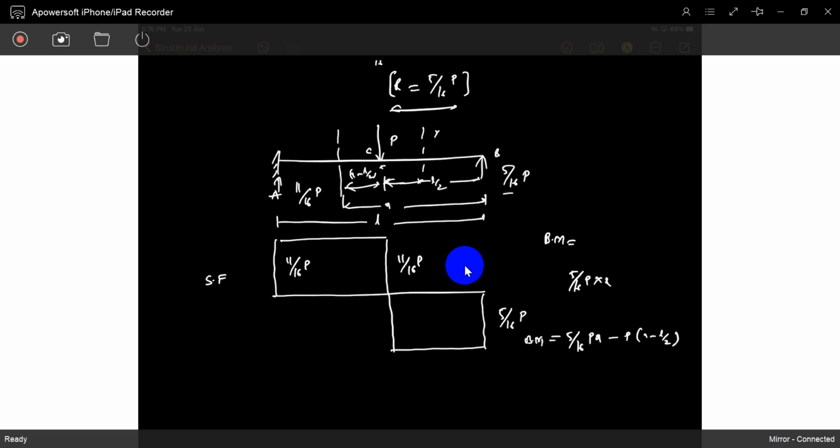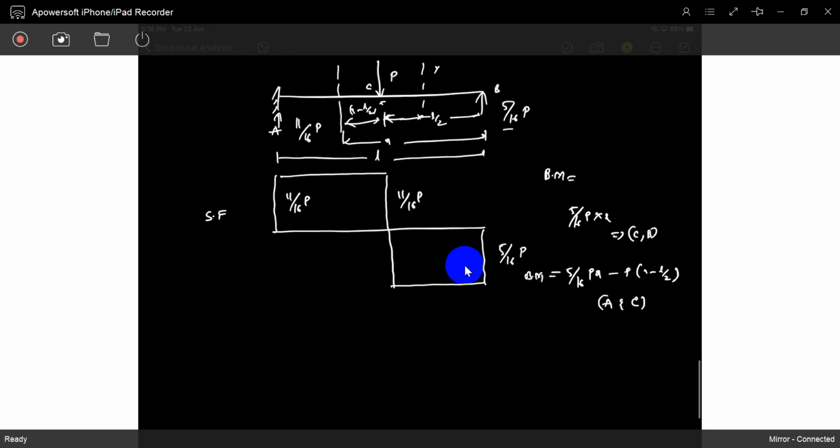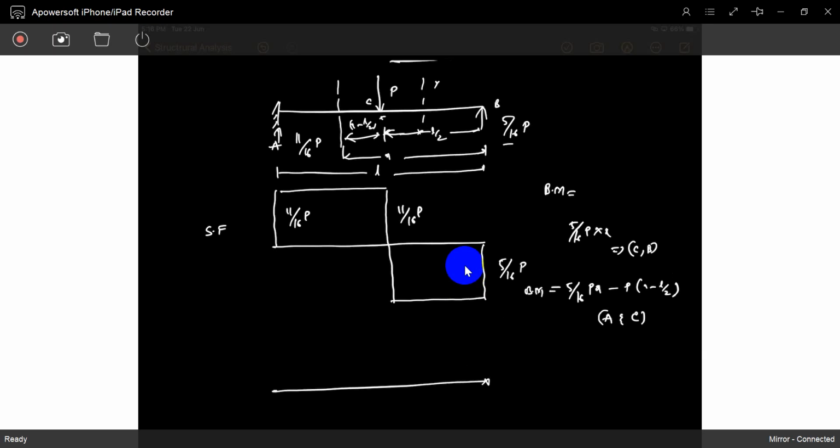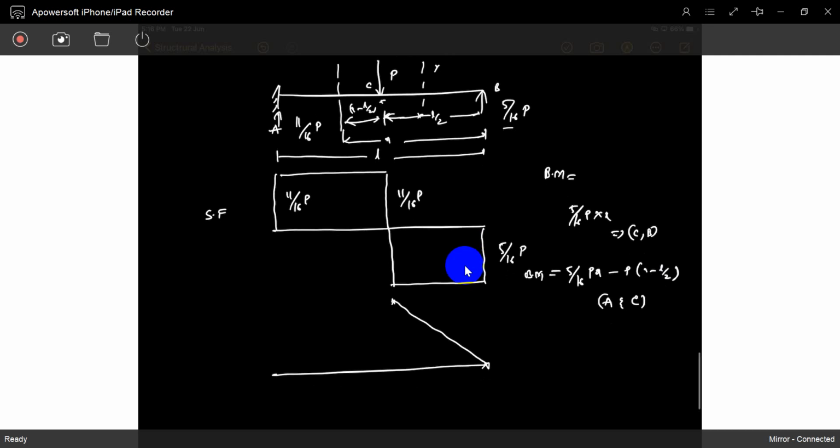This will prevail between A and C. This will prevail at C and B. So just draw it. The bending moment is 0 here, so it will go on increasing, up to this position. Later it will decrease, and will come like this.